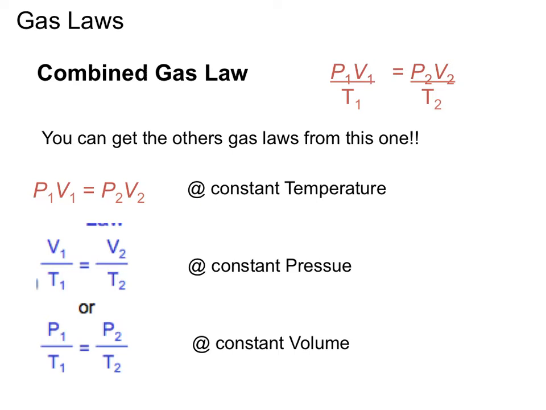Okay, so if you are at constant temperature, meaning that your temperature doesn't change, all you do is cross out your T1 and your T2, and you end up with P1V1 equals P2V2. If you're at constant pressure, you just cancel out your P1 and P2, and that gives you V1 over T1 equals V2 over T2. And then, of course, at constant volume, you can just cancel out the volumes, and you end up with P1 over T1 equals P2 over T2.